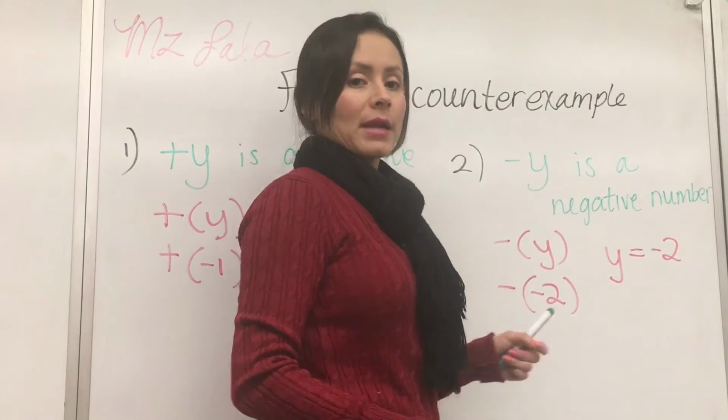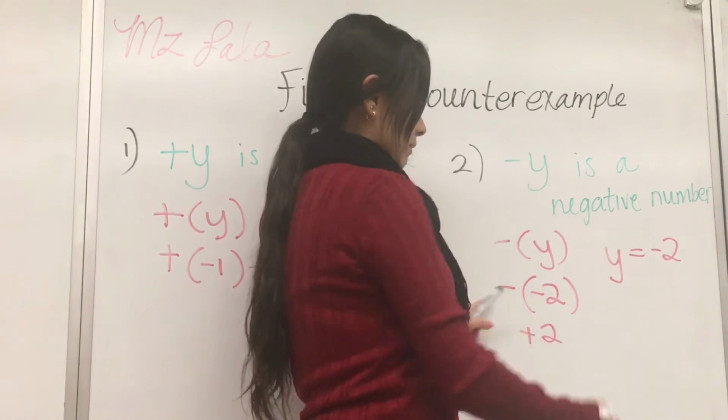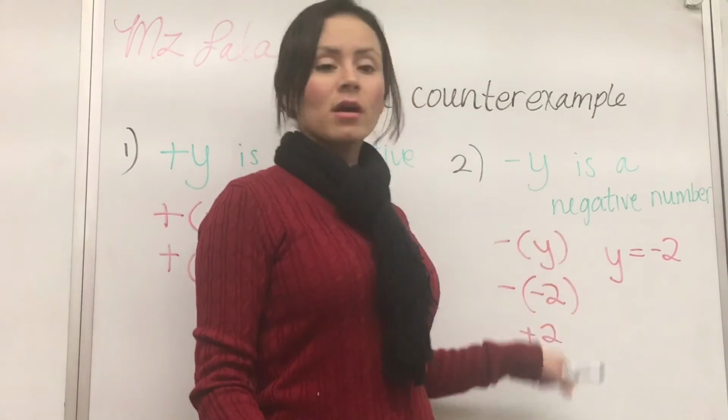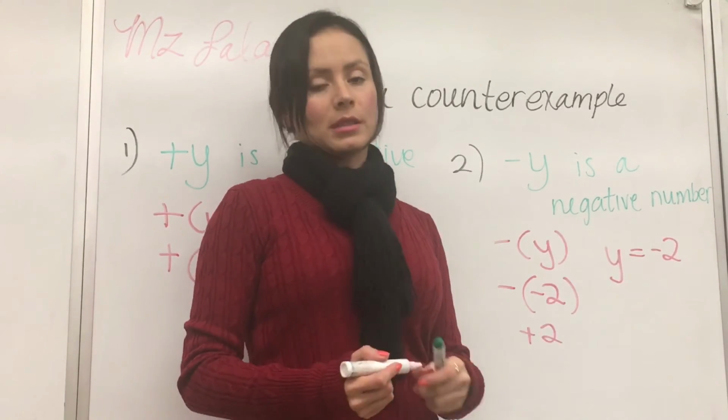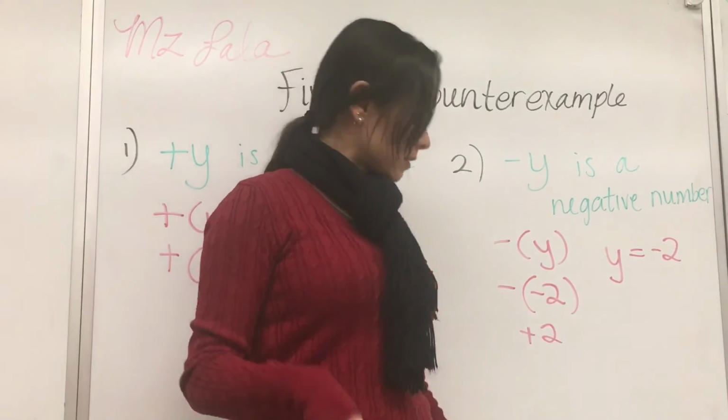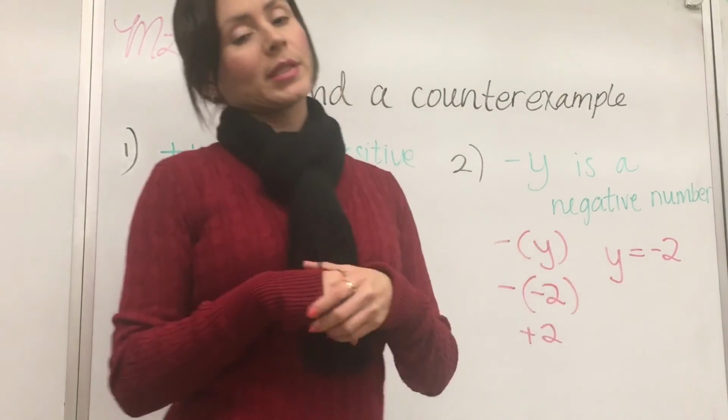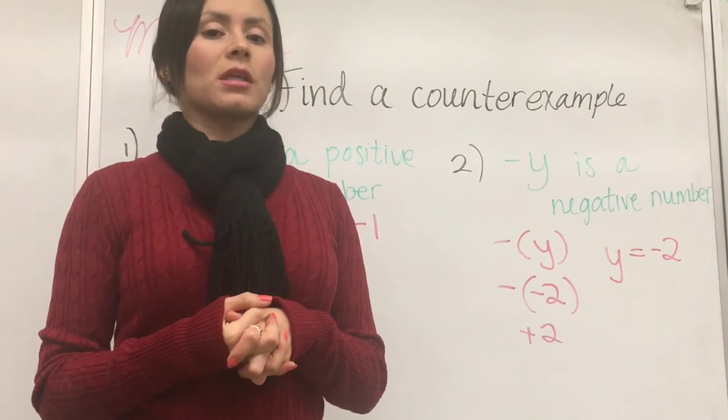So what's the opposite of -2? +2, and that is correct. We gave a contradiction that -y is not a negative number, it can be a positive number. Simple lessons on counterexamples, which means the opposite, and a synonym, which is contradiction.